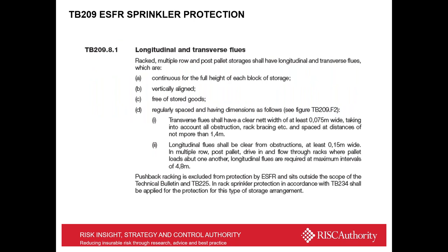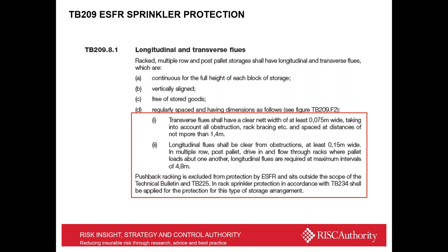Moving on to TB209, which is ESFR sprinklers. The original document allowed for obstructions and rack structure within transverse flues of up to 70, so provided that there was 75 mil clearance, which is pretty much unachievable in most storage configurations. So therefore, there's been a change to the requirement, making sure that transverse flues have a net clear width of 75 mil. There shouldn't be anything in a transverse flue, and longitudinal flue shall maintain 150 mil.